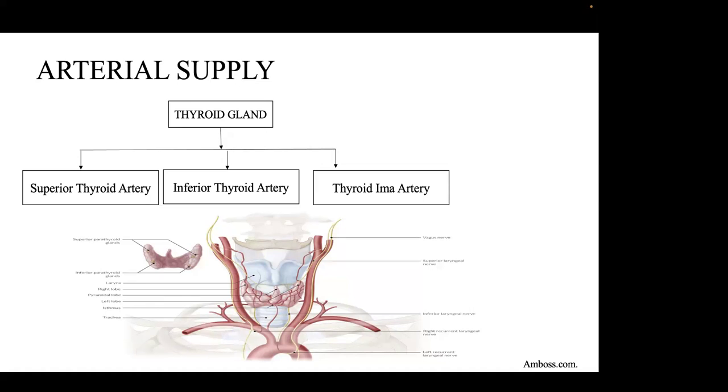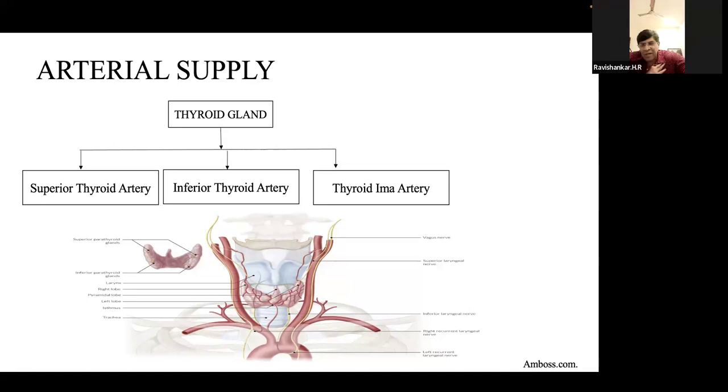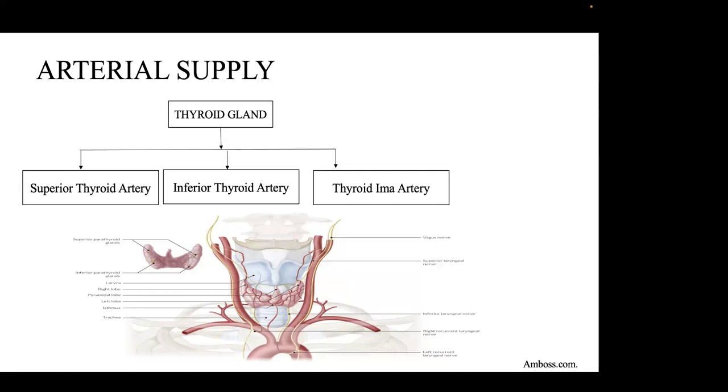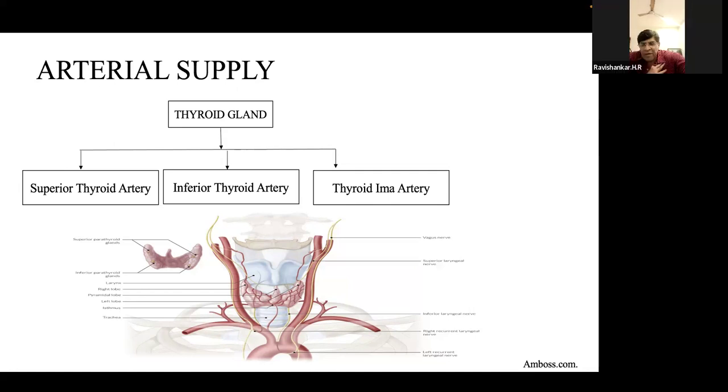What is the difference between the superior thyroid artery and the inferior thyroid artery in terms of their origins, how they approach the gland, and how they enter it? Is it important?